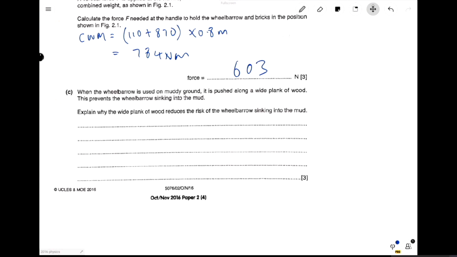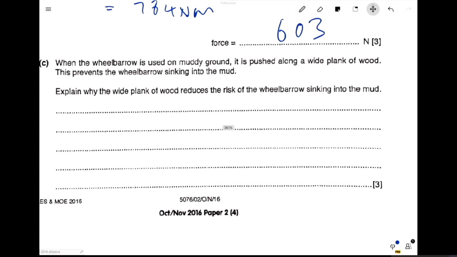When the wheelbarrow is used on muddy ground, it is pushed along. Why does the wide plank reduce the risk of the wheelbarrow sinking? Why did they use a wide plank? So a wide plank increases the surface area, right? Increase surface area as compared to the wheel.